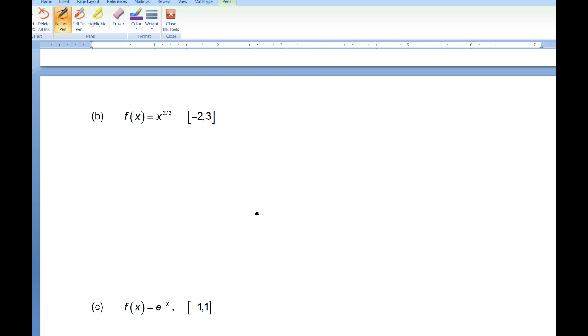I got to a point there. Oh, you got to a point? Okay, so the first thing we want to do is do the derivative. So 2/3 x to the negative 1/3. So we have to know how to do that.